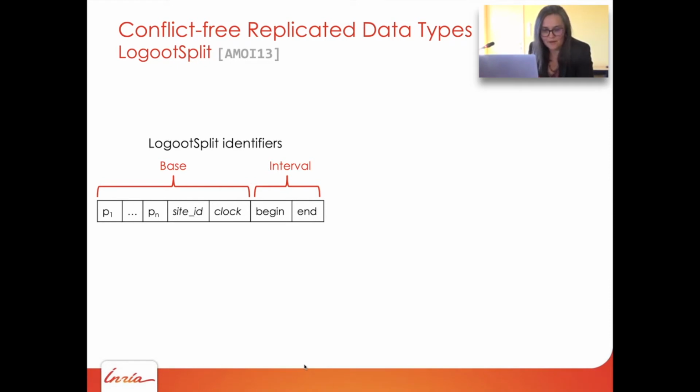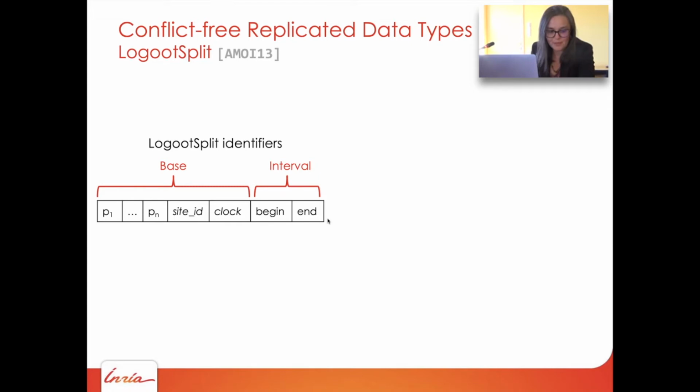Each identifier is composed of two parts. We have a base and an interval. The base is composed of a sequence of integers, sorry, a site identifier and the logical clock. And the interval contains the beginning and end of the interval of the string.